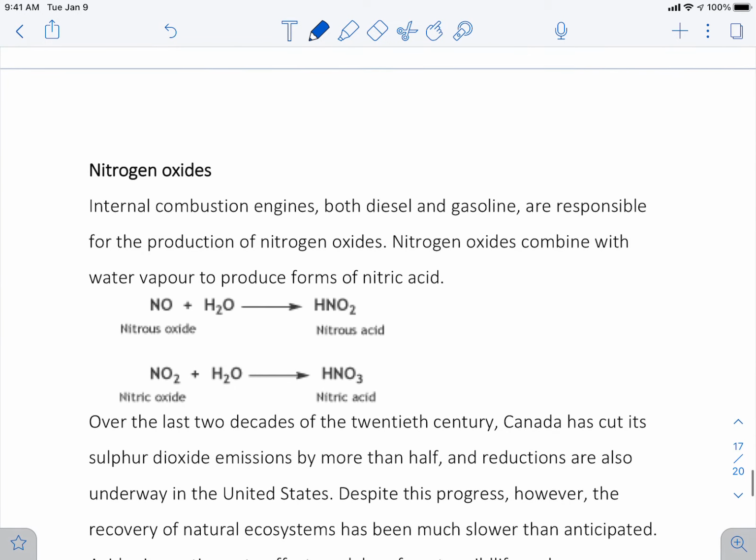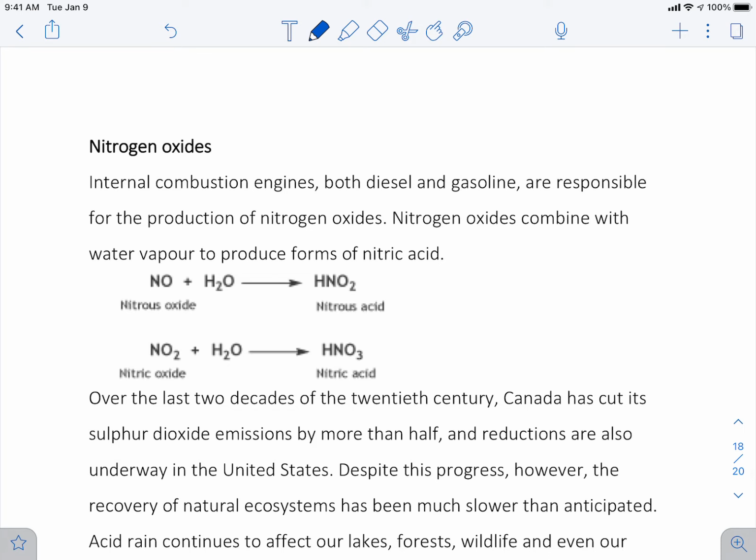Now, nitrogen oxides are also possible. These are coming from internal combustion engines and diesel and gasoline, essentially because these engines are bringing air in, and air is 80% nitrogen. Some of that nitrogen is combining with the oxygen in the hot engines, and that combination is creating these nitrates, and then those nitrates are reacting with the water in the air, and that's forming these nitrous and nitric acid compounds.